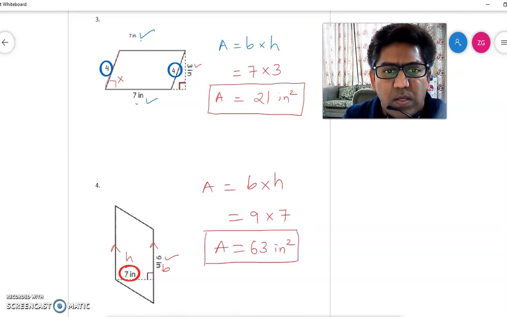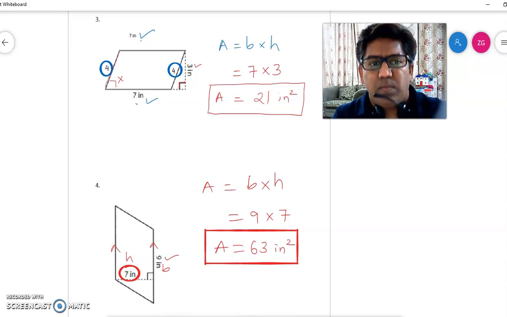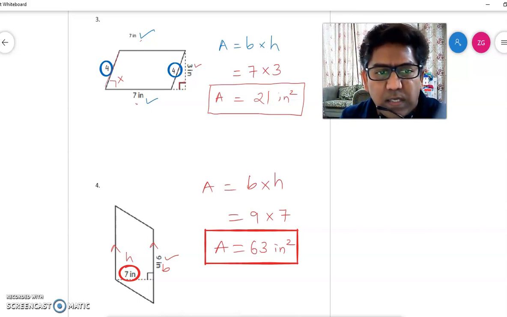So this is how you find the area of a parallelogram. You just need to identify the correct base and height.